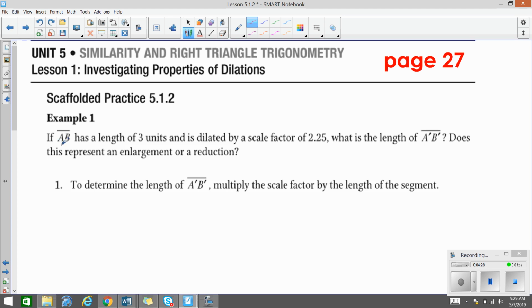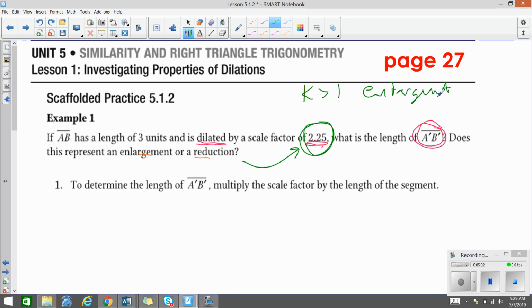So example 1 says, if segment AB has a length of 3 units and is dilated by a scale factor of 2.25, what is the length of A prime B prime? Does this represent an enlargement or a reduction? Well, technically, we could determine this second part right away, because enlargement and reduction is based on your scale factor. So just like what I did on the notes before, if K is greater than 1, it's an enlargement.